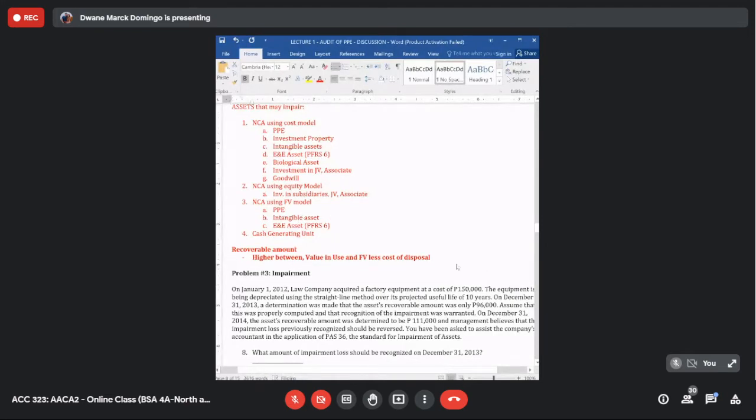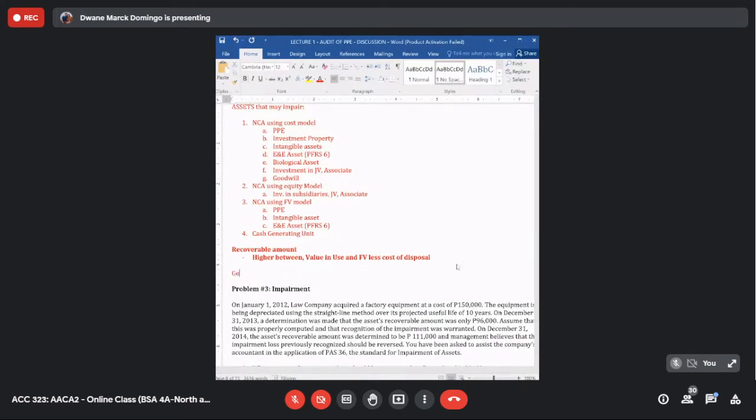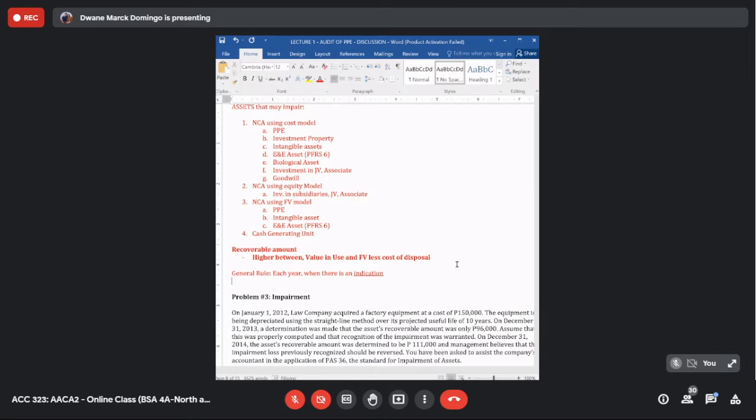So question, kailan tayo nag-i-impair? So yun yung question. So ang general rule is each year, when there is an indication. Underline ko yun, indication. Kasi kapag wala namang indication of impairment, you don't need to impair. So, may exception to the rule. Common po sa mga intangible asset. Actually, nandun na yun sa audit of intangibles, meron doon problem.